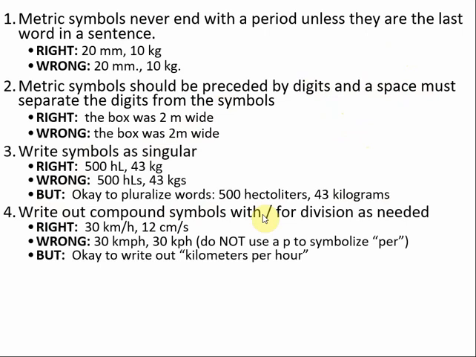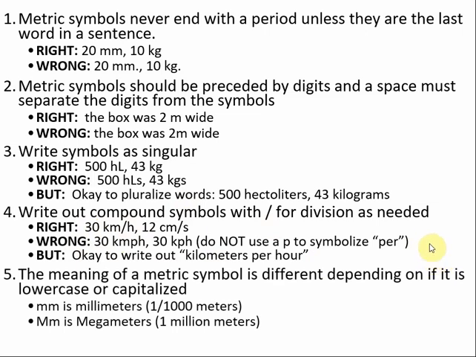For compound symbols, you use a slash for division as needed. So if you were discussing the speed of a car, you could write 30 km/h. It would mean kilometers per hour, which you could write out and that would be fine. What we see in cars, something like mph for miles per hour, is not technically correct as it would be written in a paper. Finally, the meaning of a metric symbol is different depending on if it is lowercase or capitalized. Pay attention to those M's. They can be confusing because there's capital and lowercase m's.